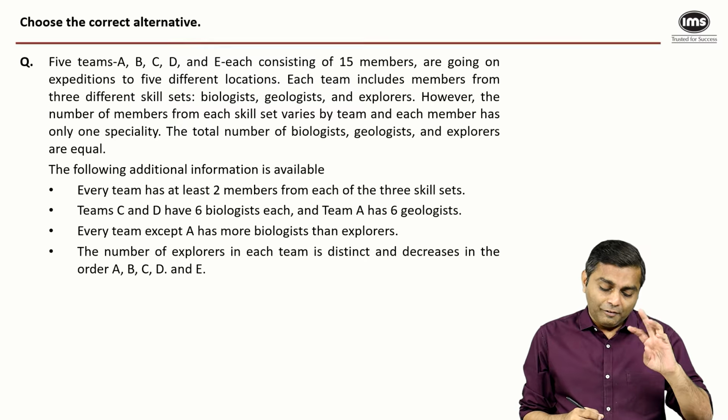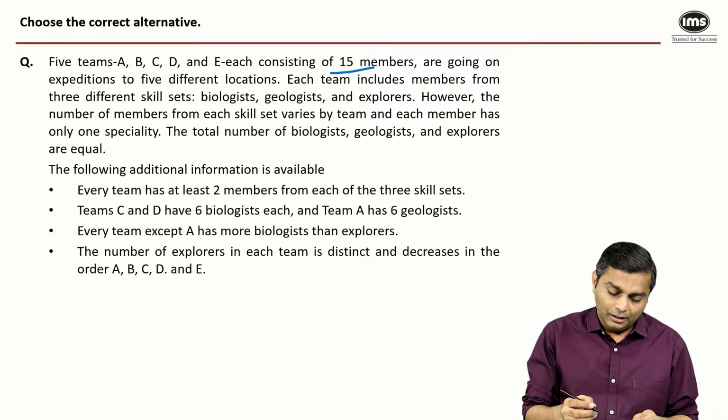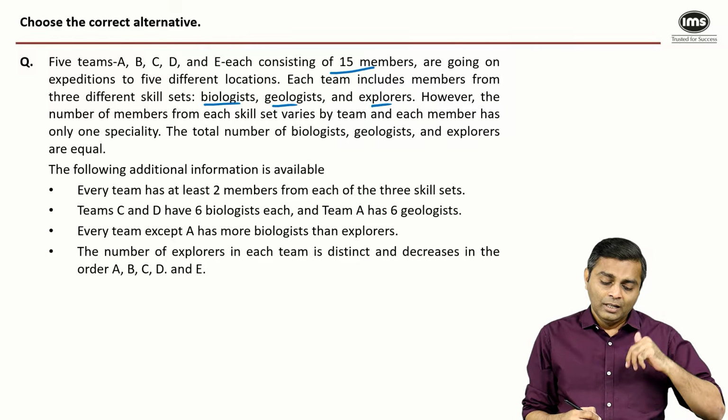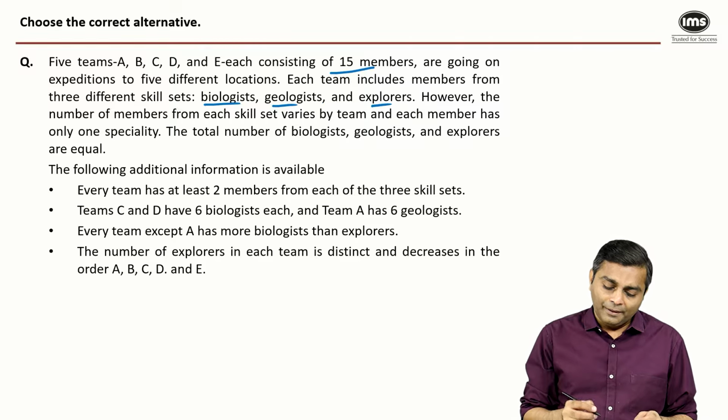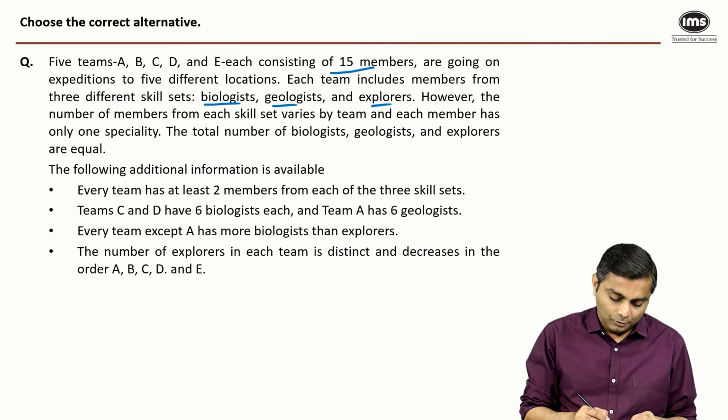Anyway, so there are 5 teams, each consisting of 15 members, and 3 different skill sets: biologists, geologists, and explorers. The number of members of each skill set varies, and each member has only one specialty. The total number of biologists, geologists, and explorers are equal.